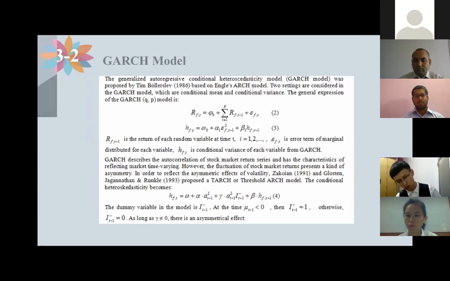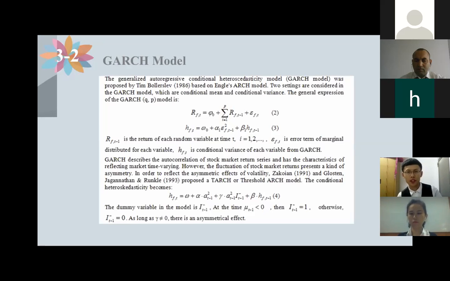And next, I will introduce the GARCH model. The GARCH model was first proposed in 1986. And there are two important equations in the GARCH model. One is a conditional mean equation, and one is a conditional variance equation. They are shown in equation 2 and equation 3.